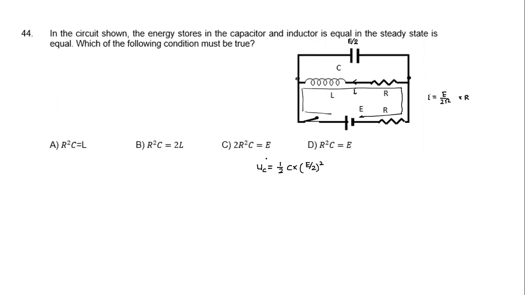And what is the energy stored in the inductor? 1 by 2 L i square. And what is the current which is flowing here? Current is equal to E by 2R. So that will be equal to 1 by 2 L (E by 2R) square. So if the 2 are equal, we just get the required condition.